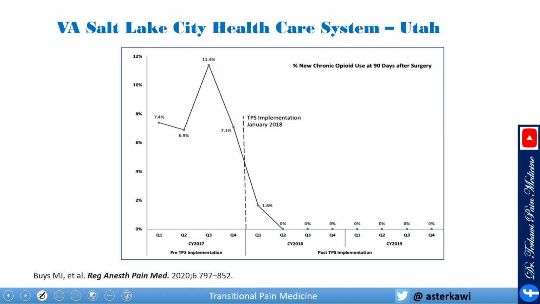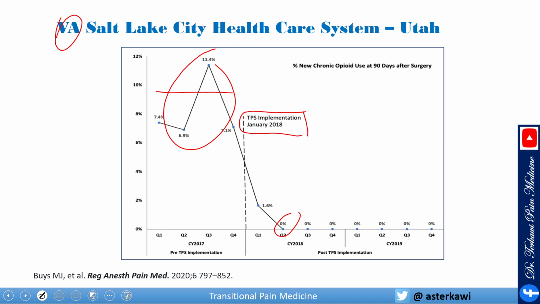So here they started implementing their TPS system. In 2017, on average, about 10% were still using opioids 90 days after the surgery. After they started the TPS implementation in January, they rapidly decreased that to zero. However, what's important about this is that it's a VA system. So here we are talking about a slightly different population and a different health system, and whether this can be generalized or not is to be determined.